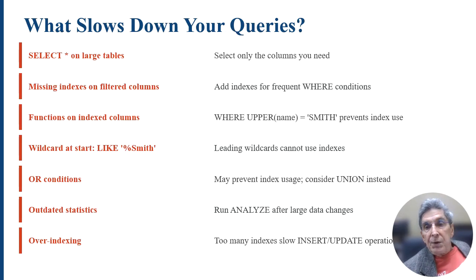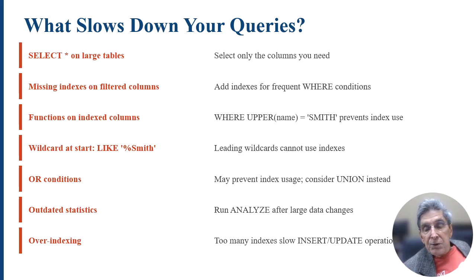What can slow down your queries? Select star on large tables wastes resources by reading columns you don't actually utilize. Missing indexes on frequently filtered columns force sequential scans, which are time-consuming. Applying functions on indexed columns, like where upper of name equals Smith, prevents the index from being used because the B-tree stores those original values, not the uppercased ones.